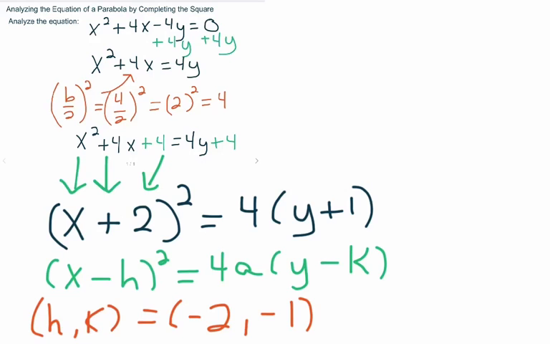Additionally, we know that the value of a is equal to 1. Since in our equation we have 4 times y plus 1, and if we set 4 equal to 4a and solve it, we would get a equals 1. This means that the focus is 1 unit above the vertex. In other words, the focus is at negative 2, 0.